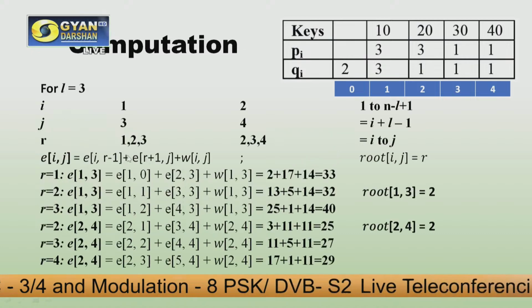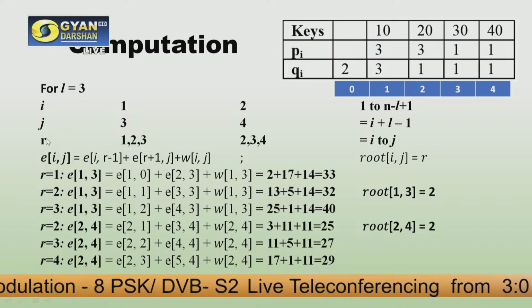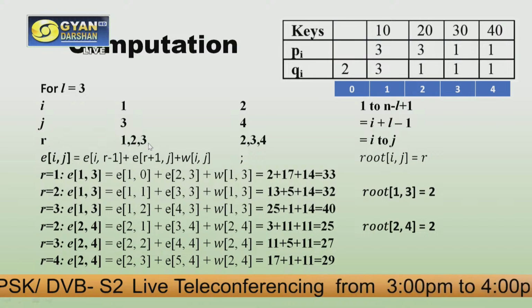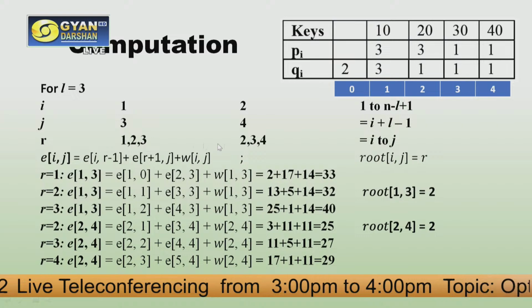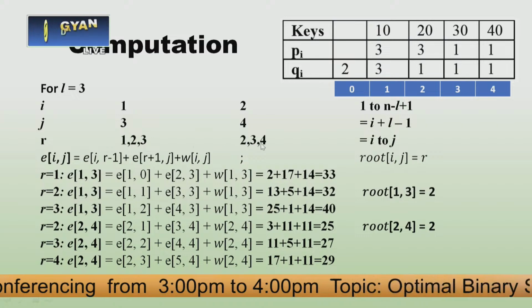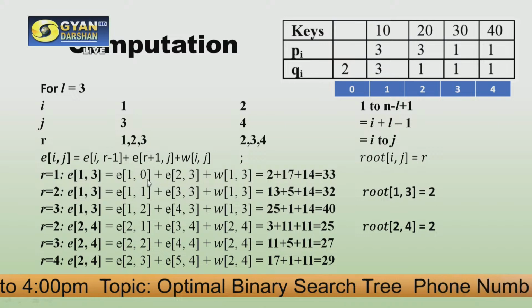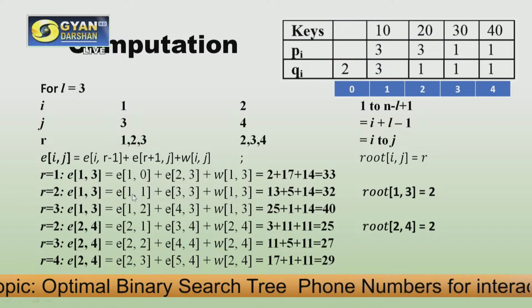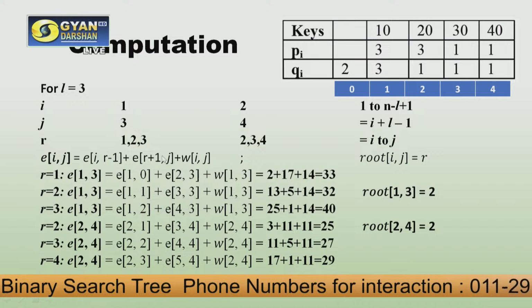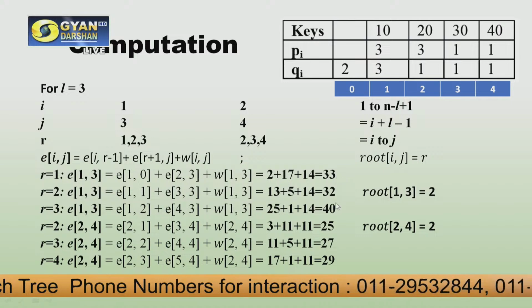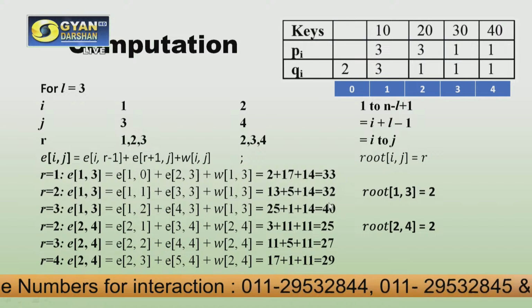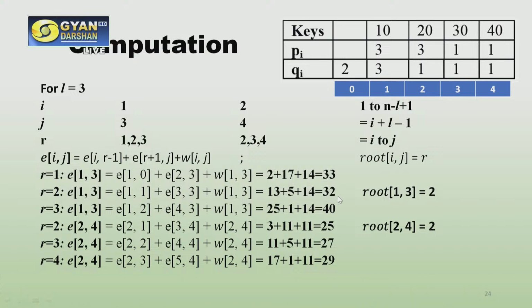And now in this particular case, the value of r can be 1, 2 as well as 3, any one of those, and 2, 4, 2, 3, 4. So you can see accordingly the indexes are going to be utilized, E11, E33 like that, and W11. Out of these three now, the smallest is this. So root of 1, 3 is going to be 2.